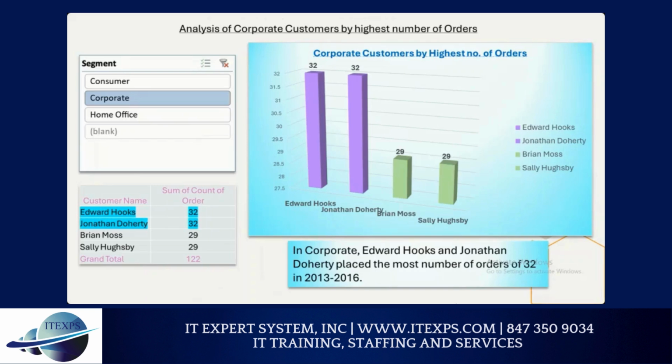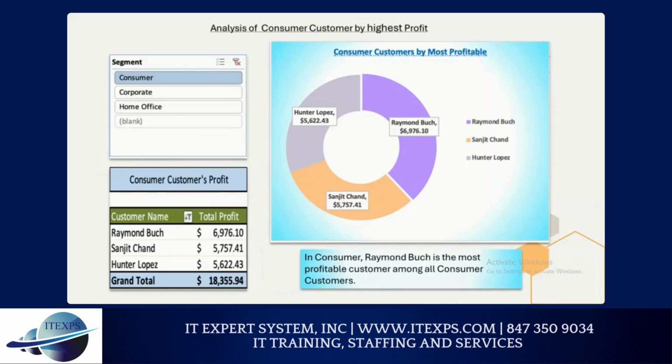Another question was the analysis of the corporate customer by the number of orders. Same thing here, we use the pivot table and the slicer, and using the bar graph, we find out the 2 customers, Edward Hooks and Jonathan Dorothy. They both placed the same number of orders, that was 32. And now I'll pass it to Hetal for the rest of our questions. Thank you, Bijal.